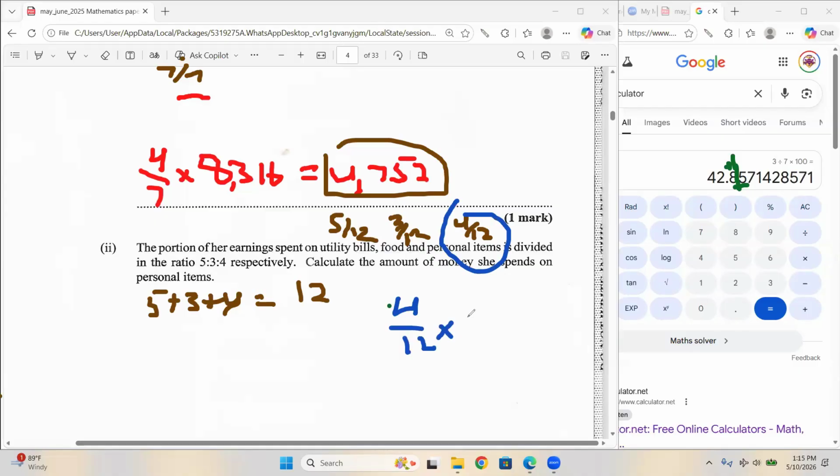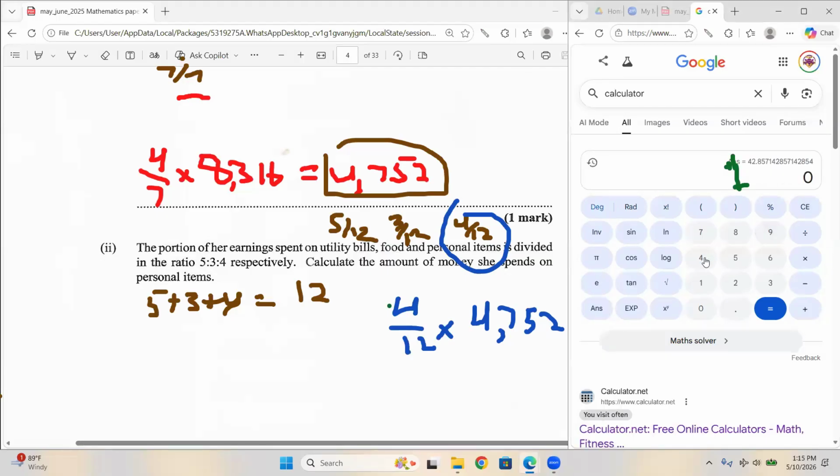So all we have to do to calculate how much she spent on personal items is take the fraction that I have here for personal items, which is 4/12, and multiply by the total amount of money spent, which is 4,752, and use the calculator. So 4 divided by 12 multiplied by 4,752, I got 1584. So that would have been the answer for part two of the question.